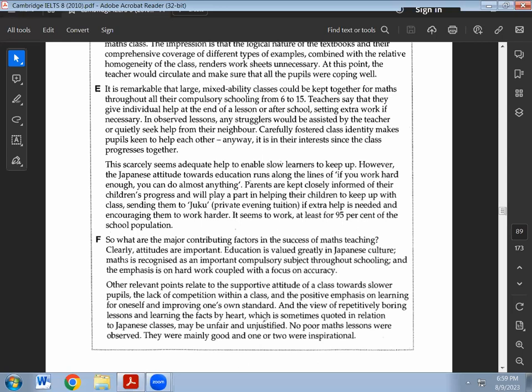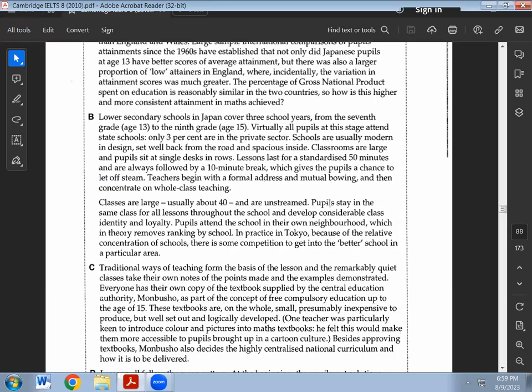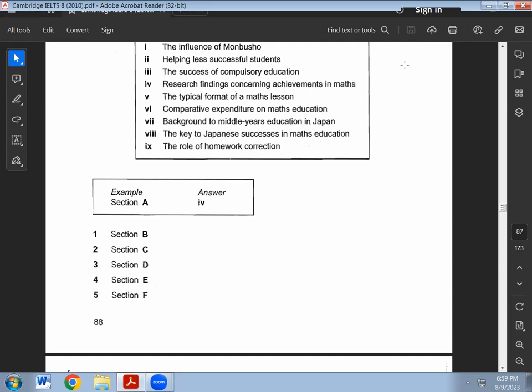I don't read anything after that. I'll just be reading the first sentence and going back and looking for my keyword. What is the major contributing factor? So the key to Japanese success in maths education. So this is VIII.